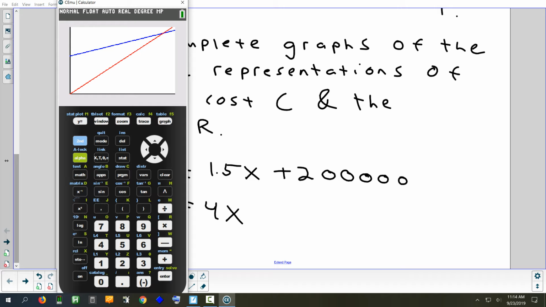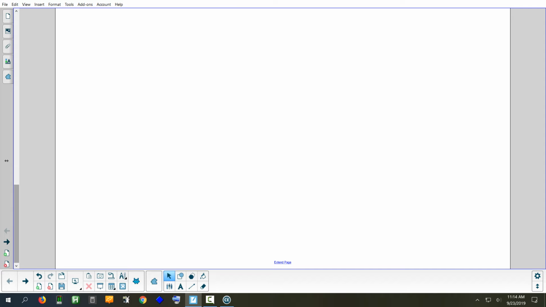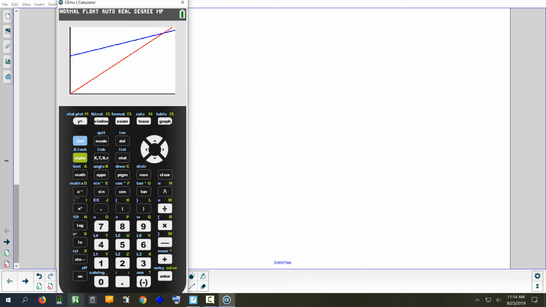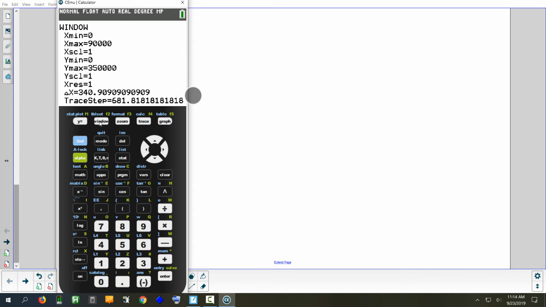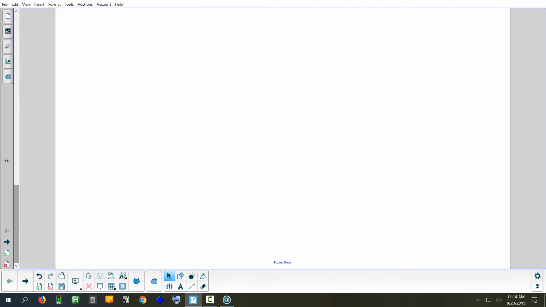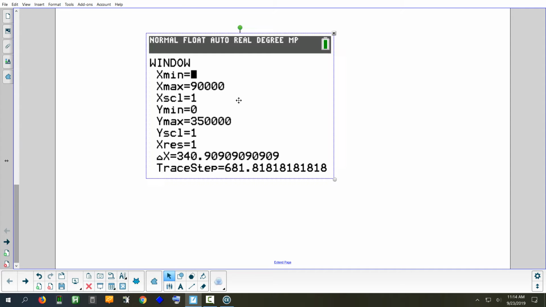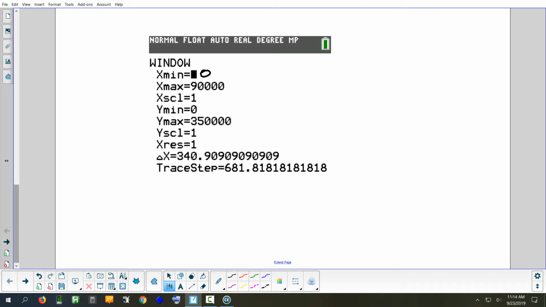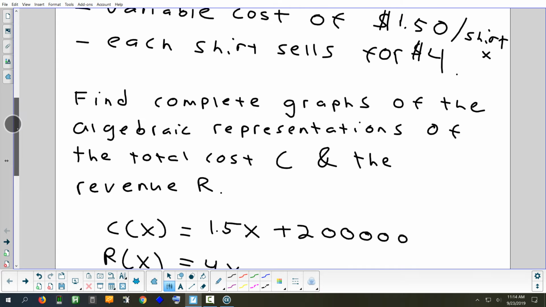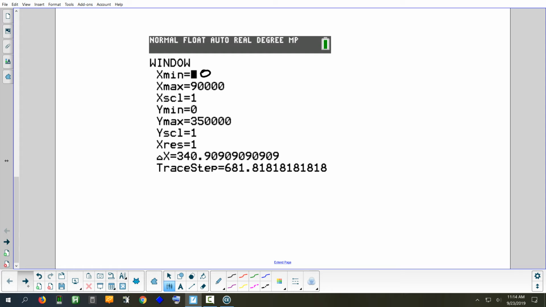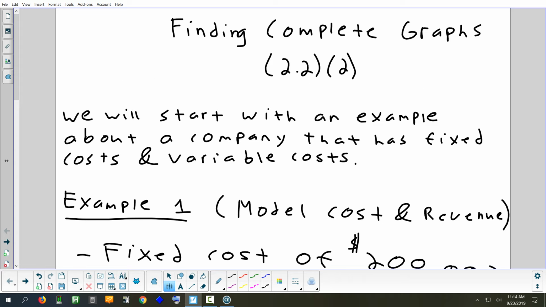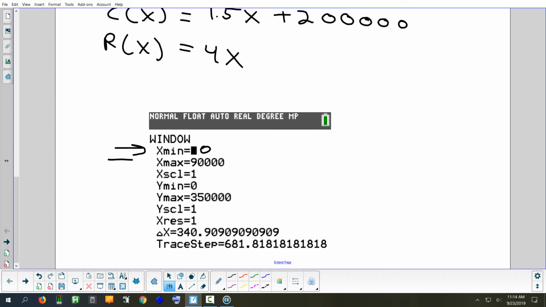All right, so there's a complete graph, and as far as what you would write down, we just take the window and copy that over. Okay, and there's other options, but that's a good window, and I think that's all they wanted. Find complete graphs. Yep. So that'll be your answer? Yep. You'd write down the x max, x min, y max, y min. These 4 values right here.